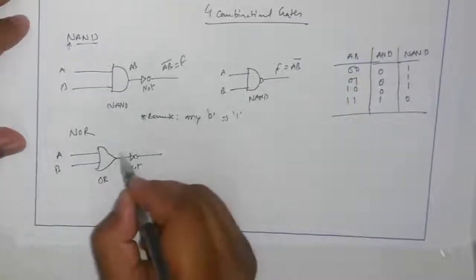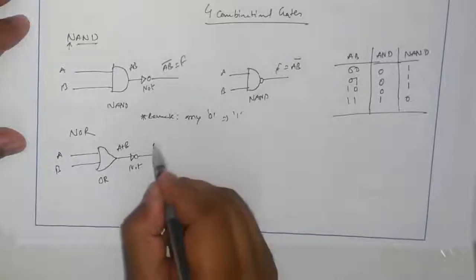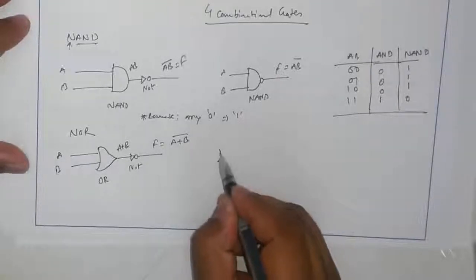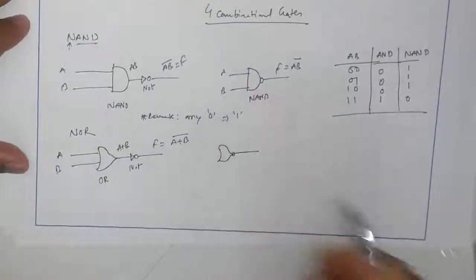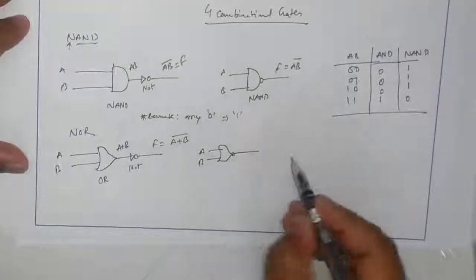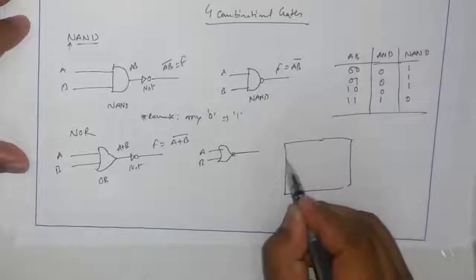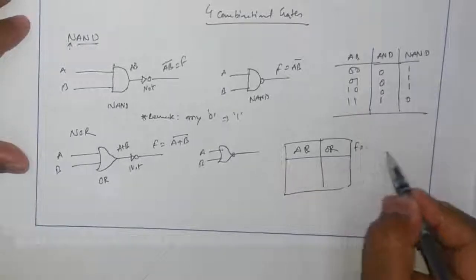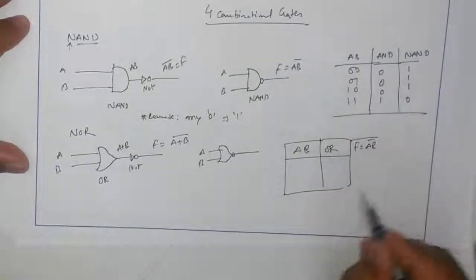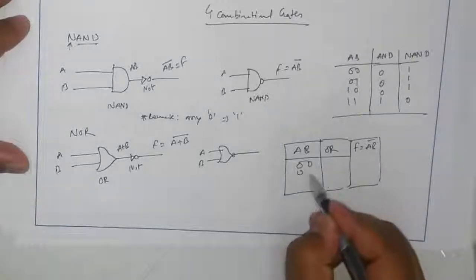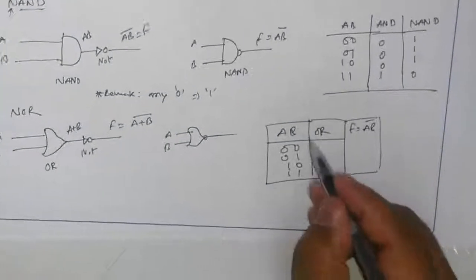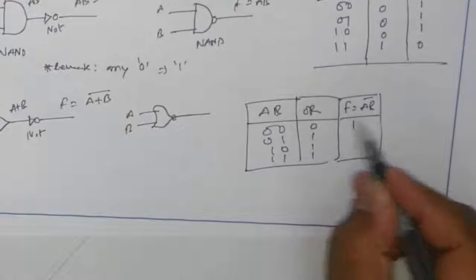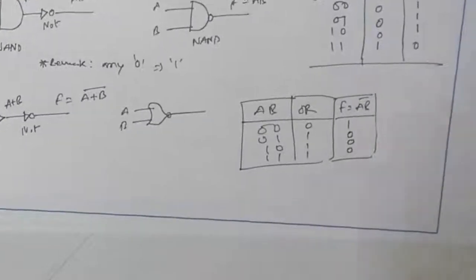So if we have A and B, here in F we're going to have (A plus B) NOT. So it could also be written like this. So the truth table could look like this. We're going to get OR, and then F equals NOT (A OR B). Inputs 00, 01, 10, 11. If it is OR, every one of those will be 1 except for this one. So in this one, every one of those is going to be inverted. So it would look like this.